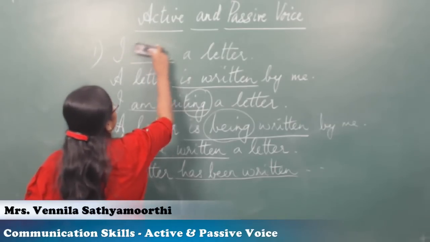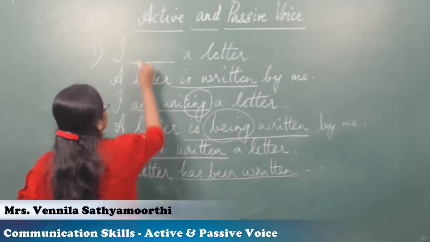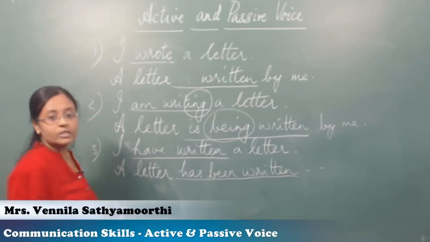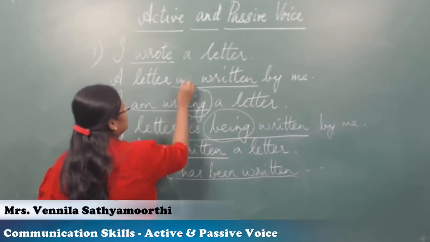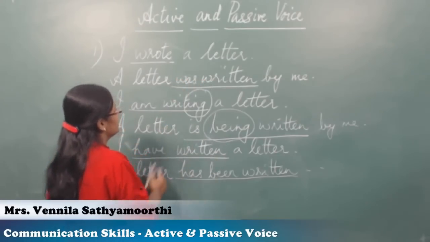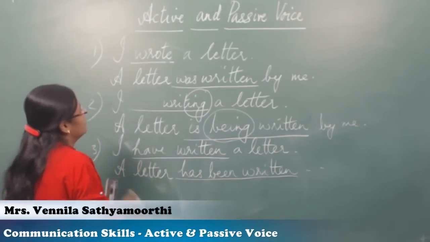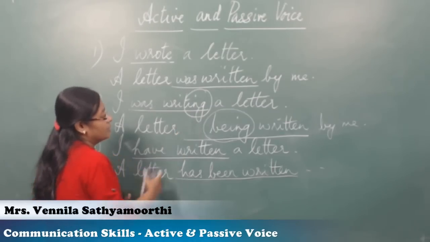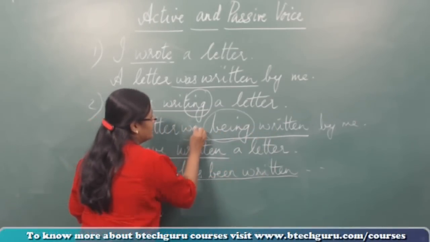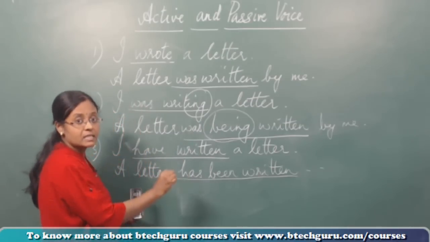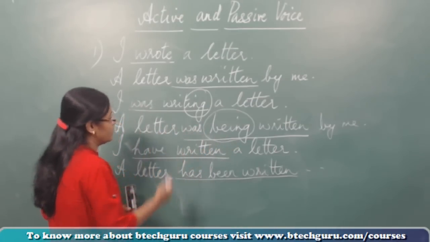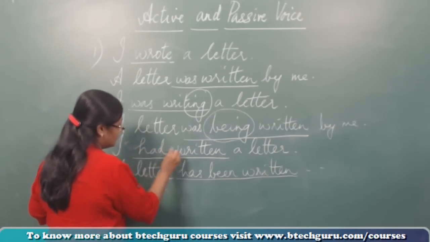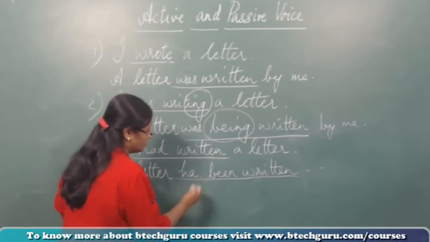Now, coming to the past tense. I wrote a letter. Now, instead of is, it's was. A letter was written by me. And then the past continuous, I was writing a letter. Here, no change to be made, only the helping verb which indicates the tense has to be changed. A letter was being written by me. And then the past perfect, I had written a letter, had been written.